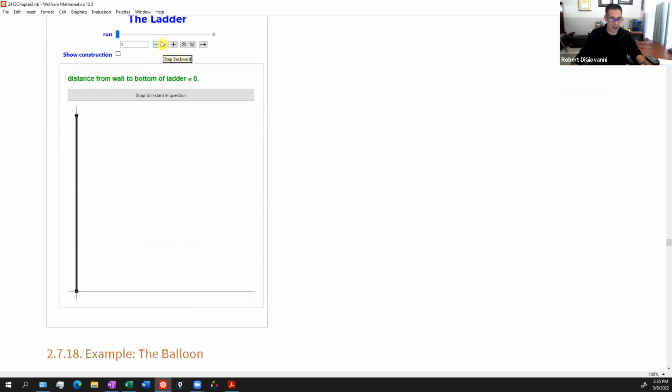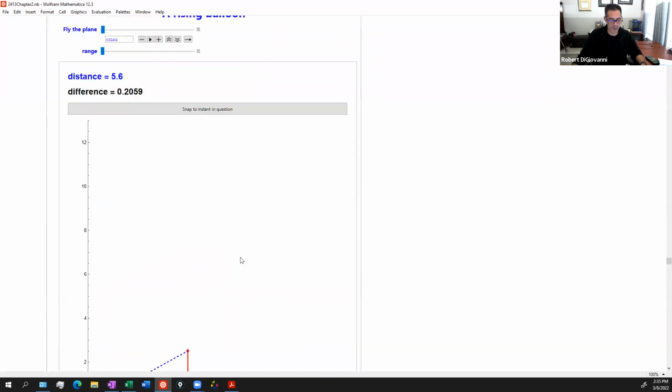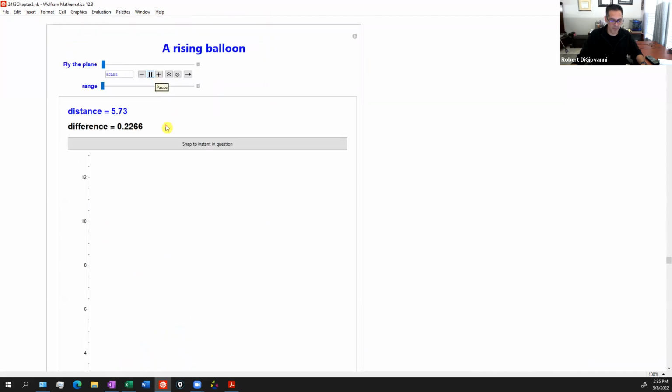A ladder, here's a classic ladder problem. A ladder starts sliding down a wall, okay? And I don't know what's going on with my computer. It's not liking this. It's freezing up, weird. Anyway, the ladder falls, and you want to know at a specific instant, if this corner of the ladder is sliding down the wall, how fast is this point moving away from the wall? There are so many different related rate problems. You release a balloon, the balloon starts to rise.